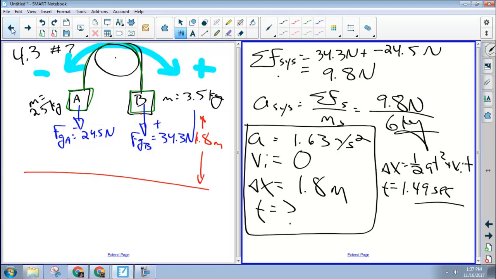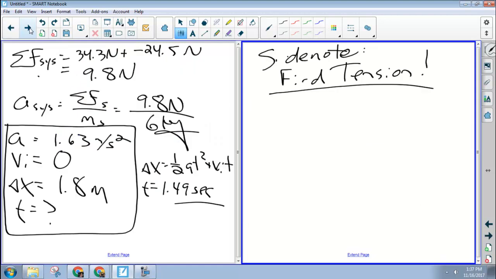So to find the tension, what I need to do is choose a system for which the tension is an external force. In other words, I need to choose a system that doesn't include the rope. So there are two very good and somewhat obvious choices. Make a free body diagram for just B, or just A. Pick one of the two objects and make a free body diagram. Okay, so let's do it.